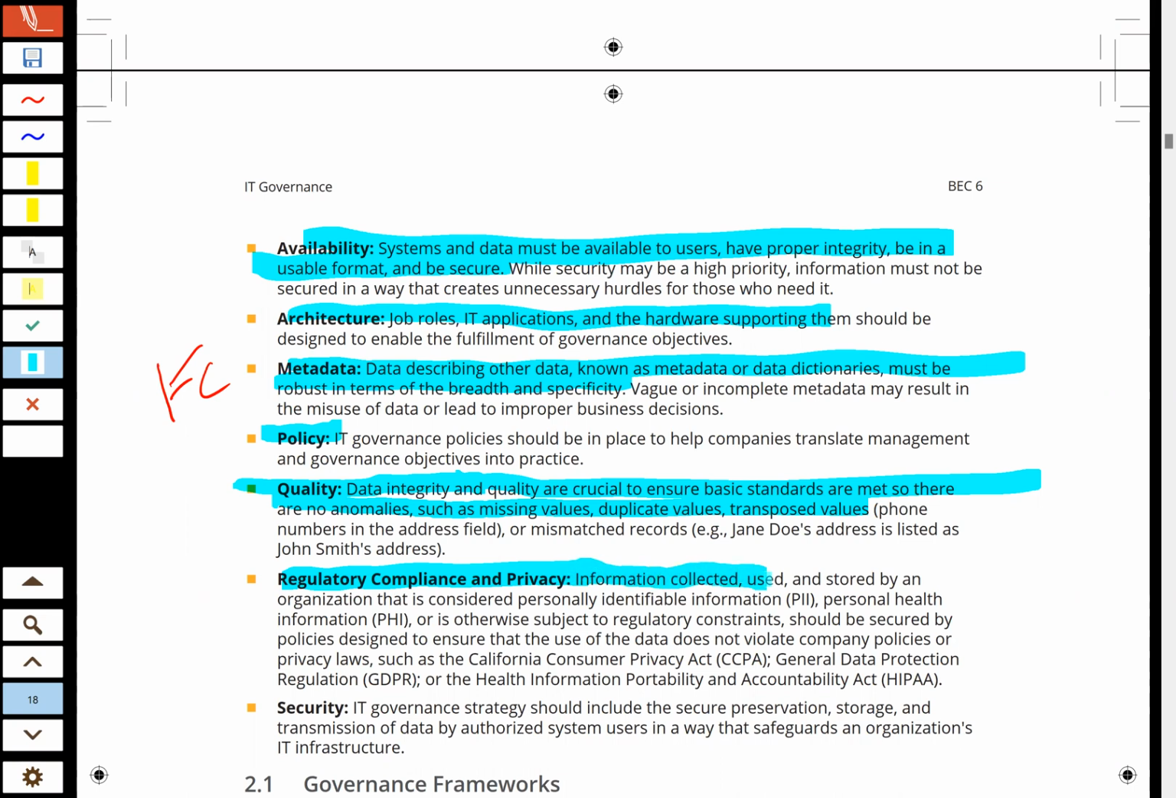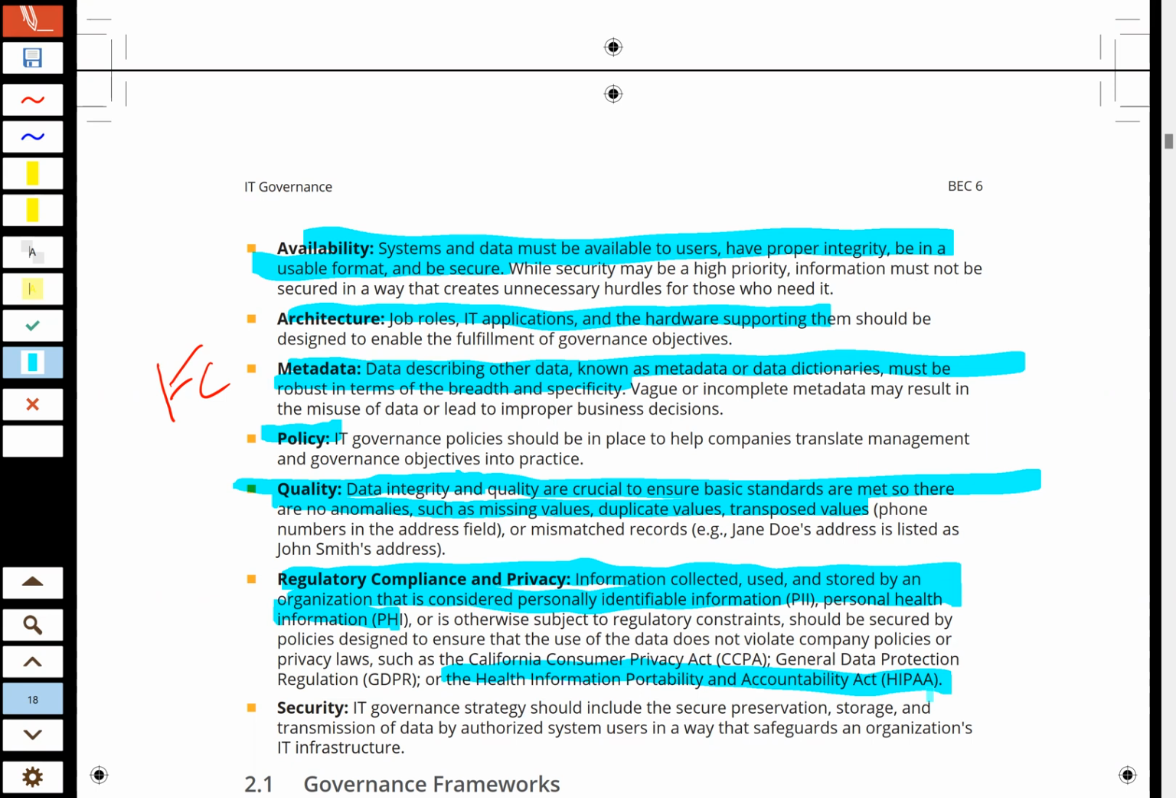Information collected and stored by an organization is considered personally identifiable information, such as personal health information, et cetera. That is governed to a large extent. You've probably heard the abbreviation HIPAA before.